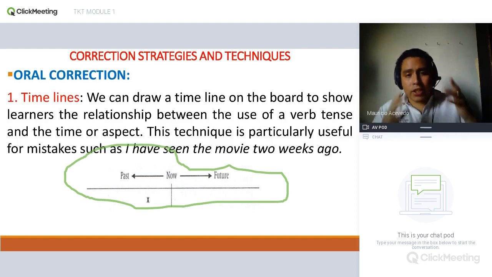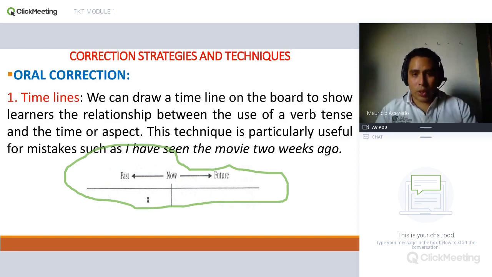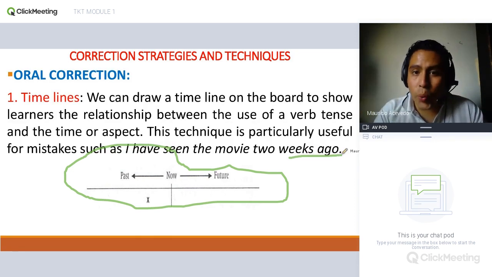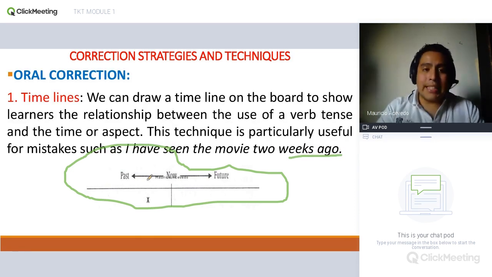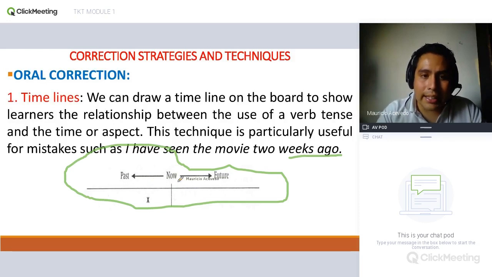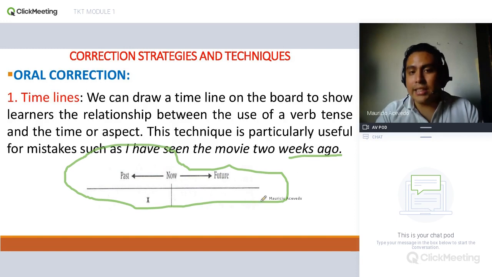So what you can teach your learners is about finding, first of all, keywords. In this case, the keyword is "2 weeks ago." That means that it's in the past. So you can start making this line. You can explain it: this is the past, this is the moment, and this is the future.